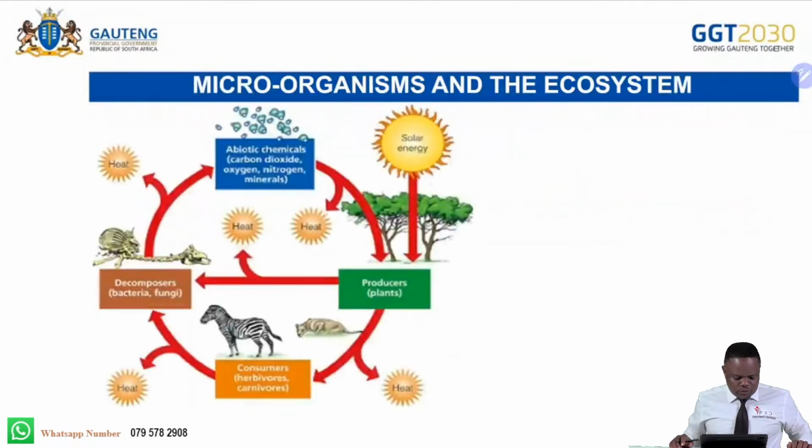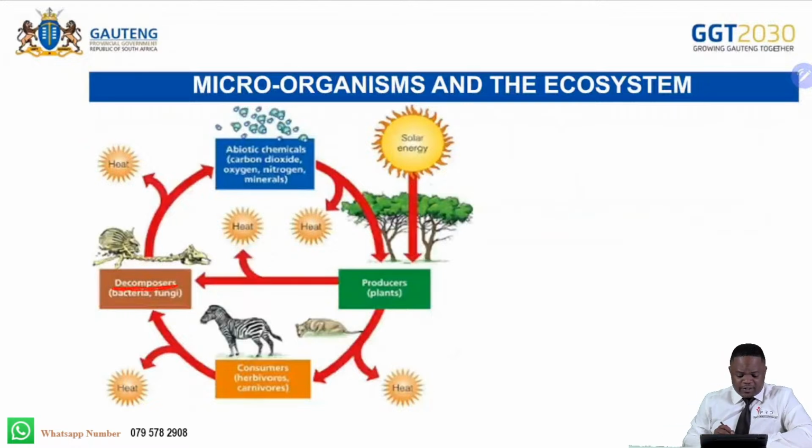Right, remember we want to talk about useful microorganisms. We're going to start by looking at microorganisms that are useful in the ecosystem and how useful they are to us in the ecosystem. So our first group, we want to talk of the decomposers, and typically we have the bacteria and fungi. Right, so what is the role of these microorganisms in our ecosystem?